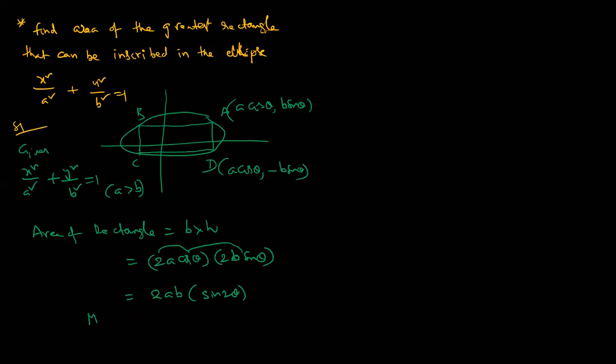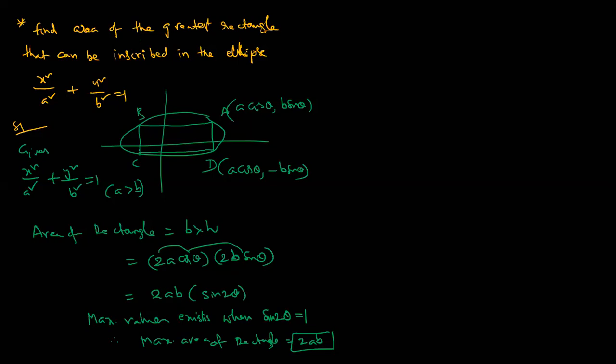So maximum value is possible. When is it possible? It exists when sin 2 theta is equal to 1, because the maximum value of sine is 1. So therefore, the conclusion: maximum area of the rectangle is 2ab.